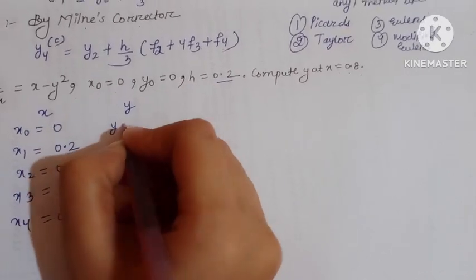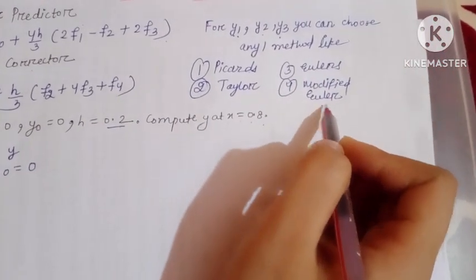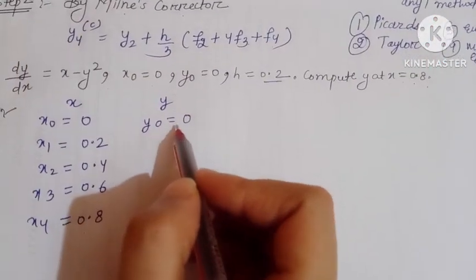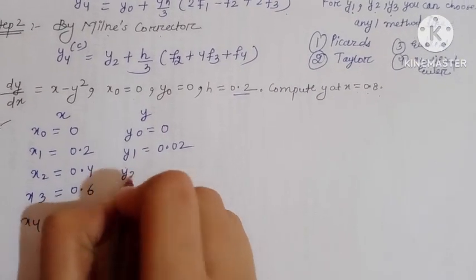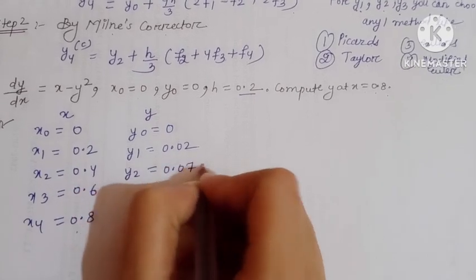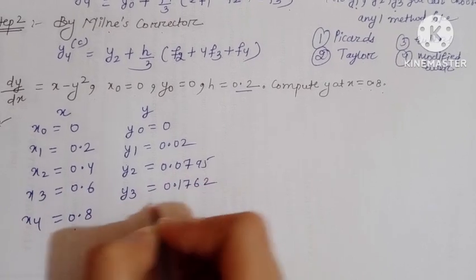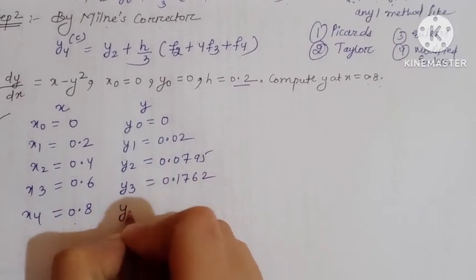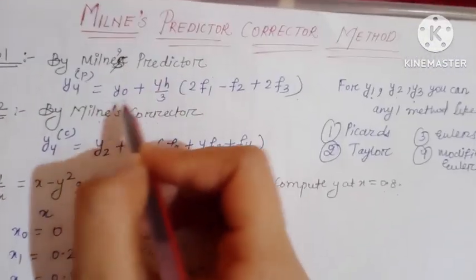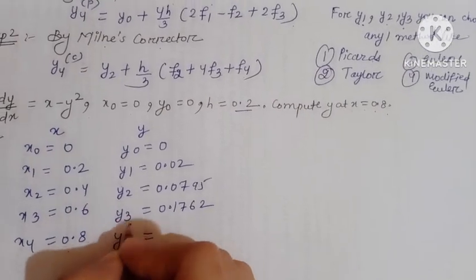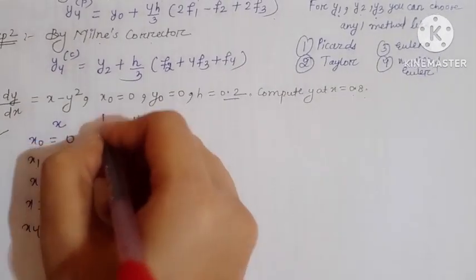You will find y with the help of Picard's, Taylor, Euler or modified Euler method. So y0 equals 0, y1 equals 0.02, y2 equals 0.0795, y3 equals 0.1762. Now here you will find y4. How to find y4? With the help of the predictor and corrector method. So here you will find for predictor first, then for corrector.